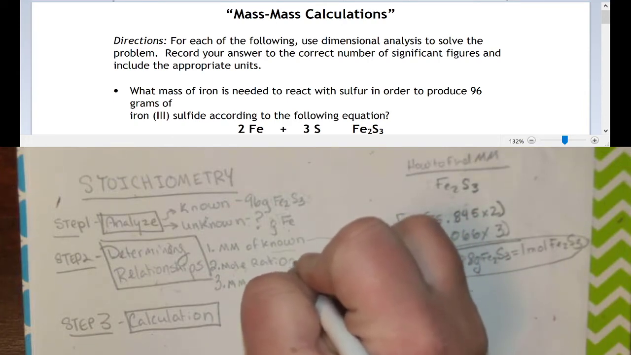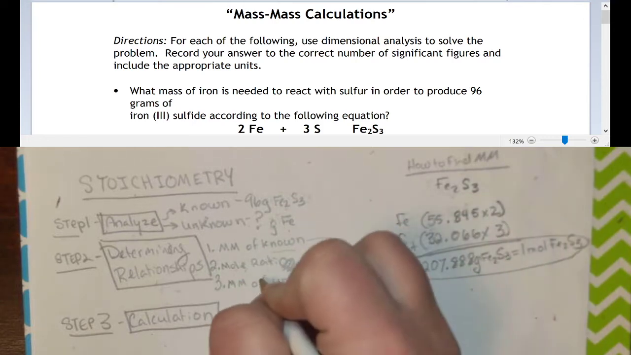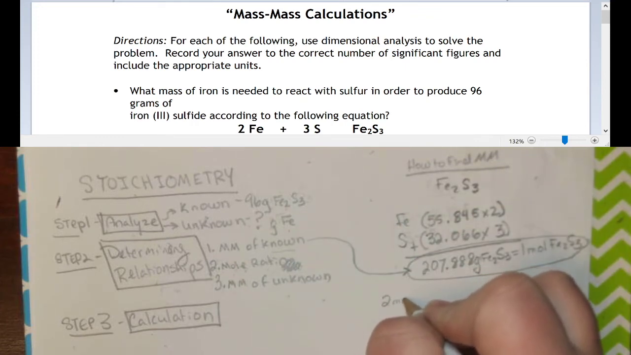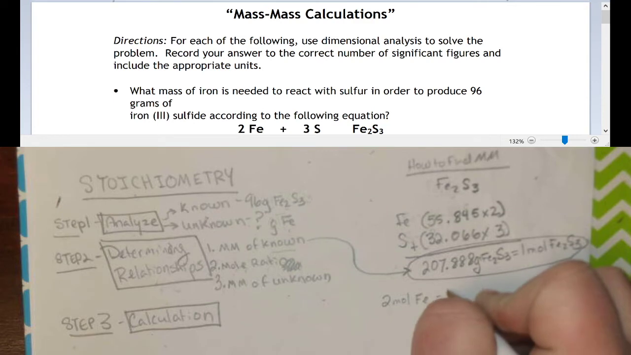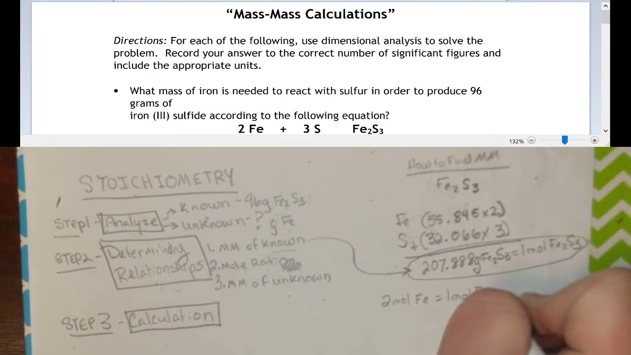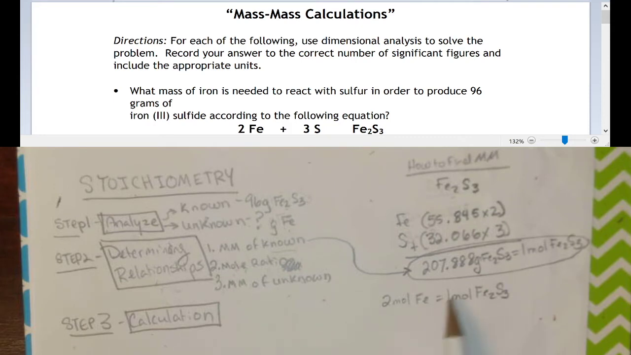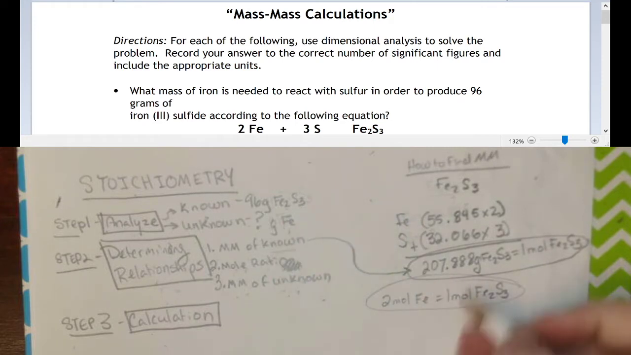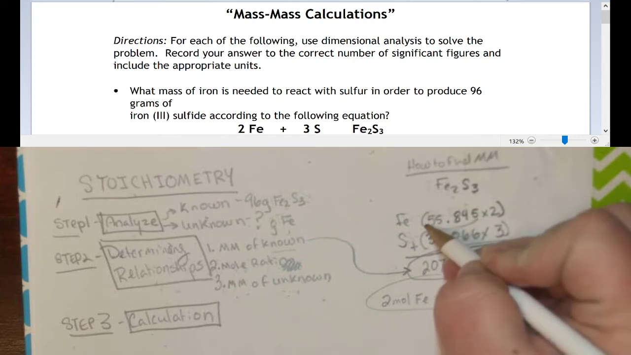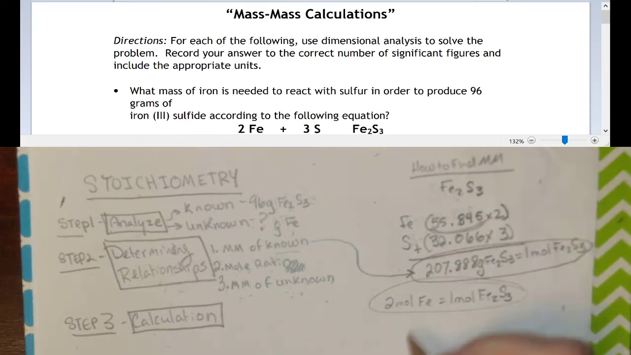I'm going to say 2 moles. Trying to make that neater. Let's write it underneath. 2 mole Fe equals 1 mole of Fe2S3. And that's our next relationship. The final relationship is the molar mass of our unknown. Now this one's going to be pretty easy because the formula is Fe. As we previously saw, the molar mass of iron is 55.845. So the last molar mass is 55.845 grams of iron is equal to 1 mole of iron.